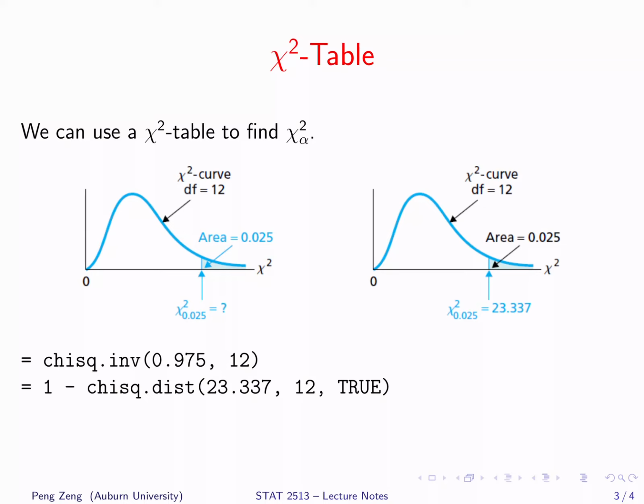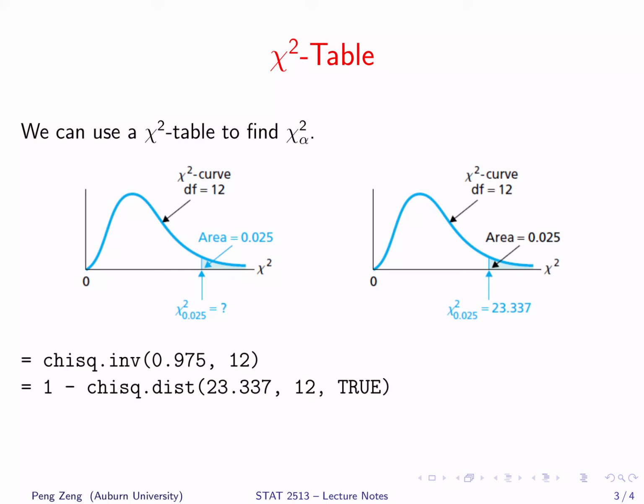We need this later to calculate p-values. Using Excel, the function is 1 minus chi-square.dist(23.337, 12, 2). Notice that chi-square.dist only gets probability to the left of a value. We need to subtract it from 1.